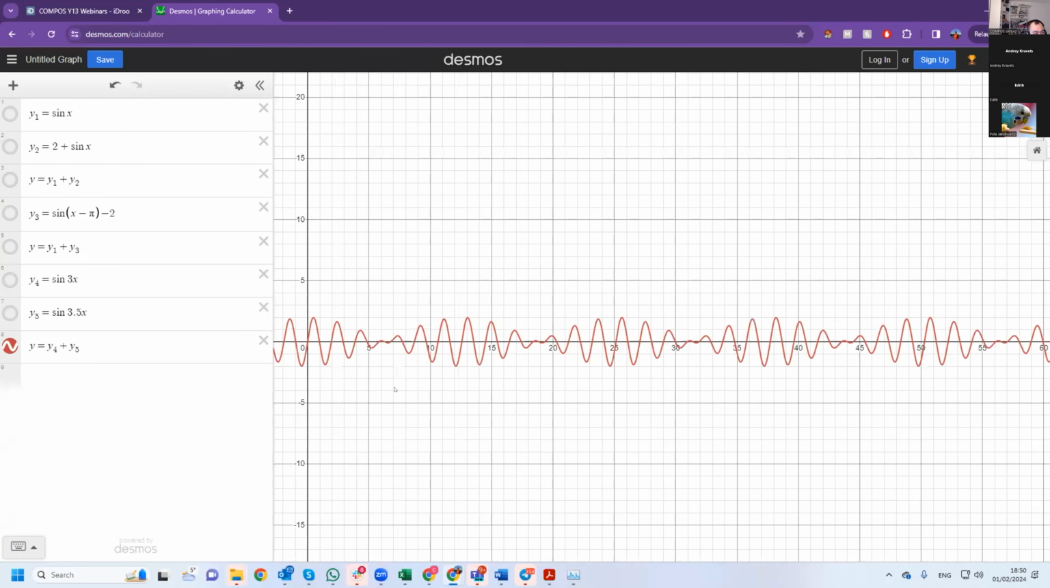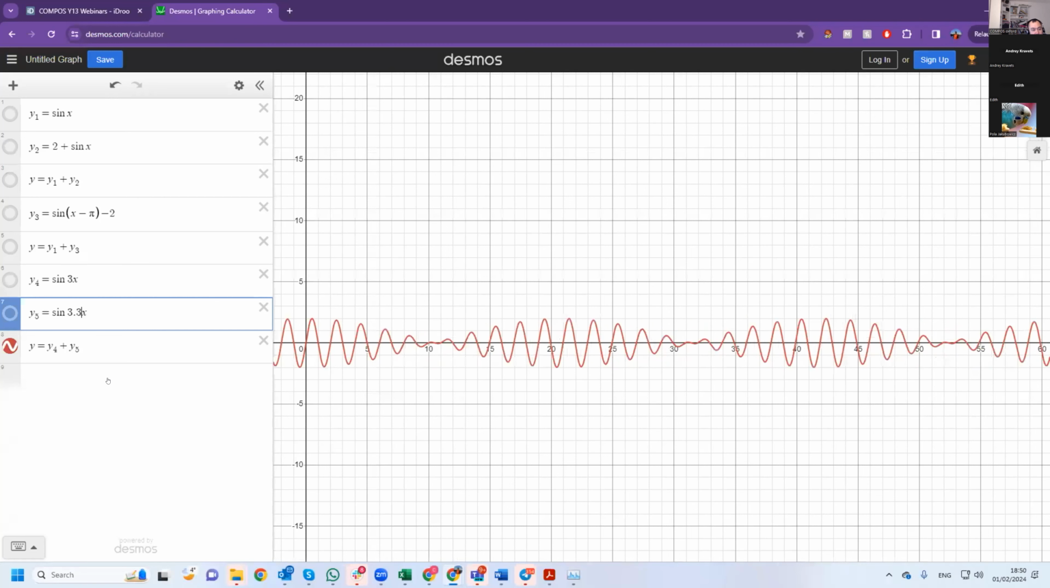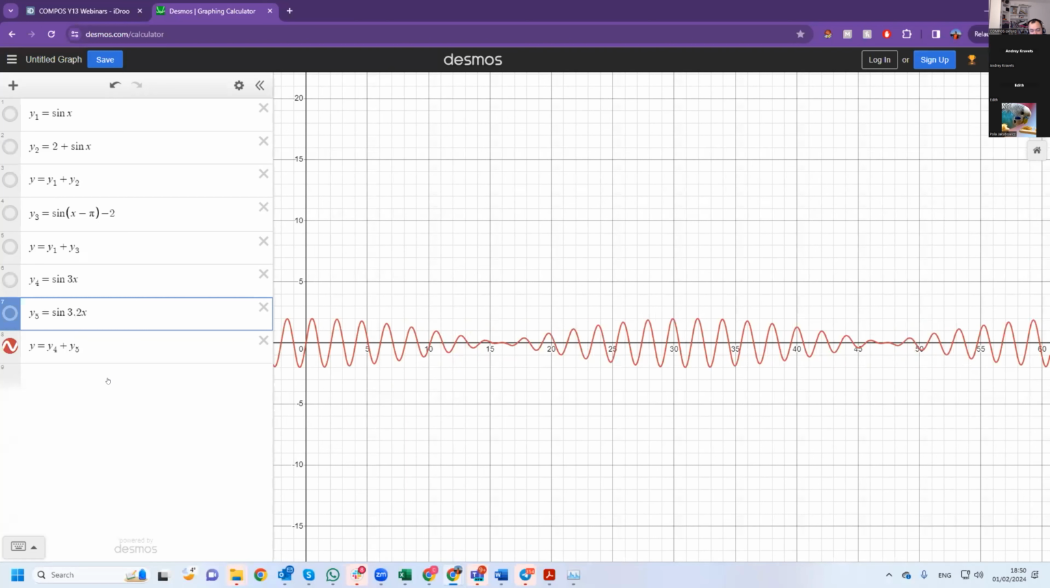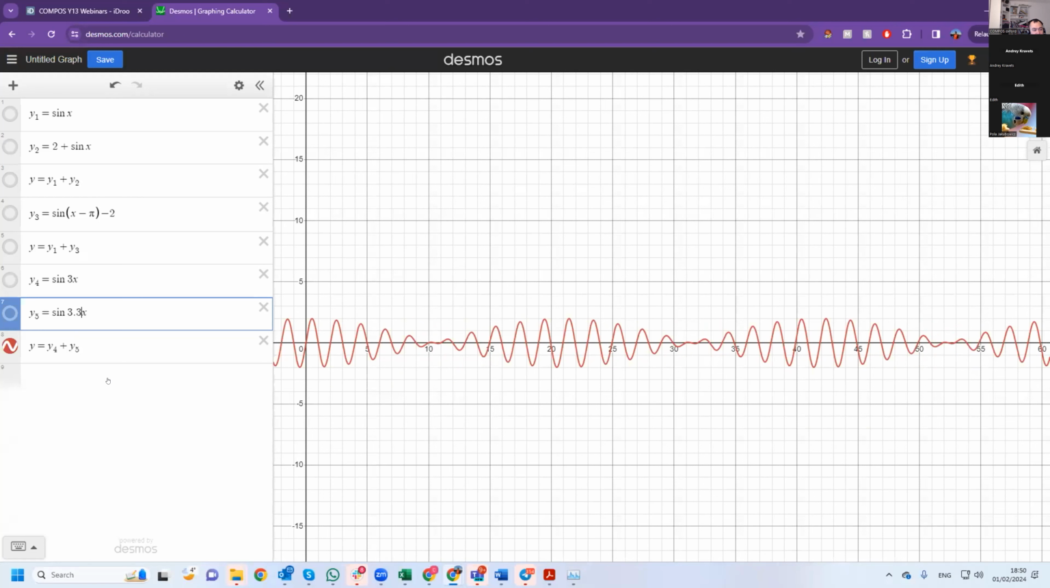And you can change the beats, but beats depend on the frequency difference. So the frequency of the beat is the difference between the frequencies. If I do 3.4, 3.3, 3.2, 3.1, you can see 3.2, 3.3, 3.4.